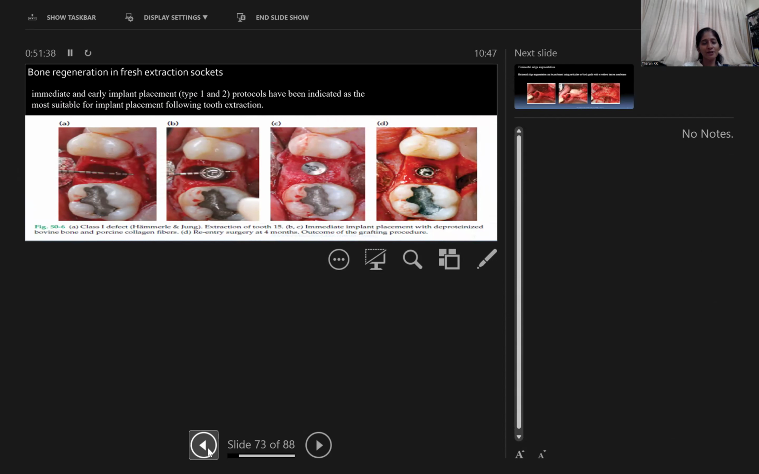It's a fresh extraction socket. Can you see the amount of the good buccal and the lingual bone? They're beautiful. The implant is placed in the ideal 3D positioning. Here, it's a central fossa, and the jumping distance between the buccal bone and the implant is grafted. You can use an allograft or a xenograft here. Then you can close it with a collagen membrane, and you're good to go.